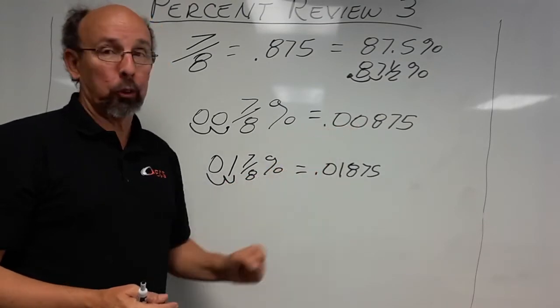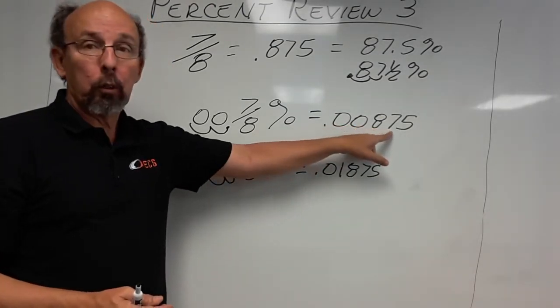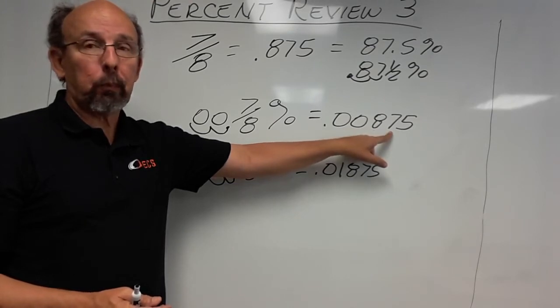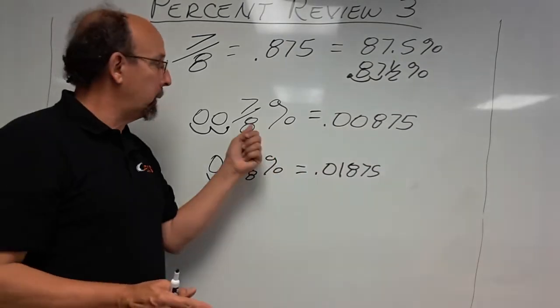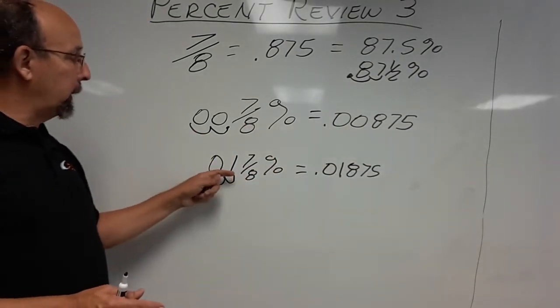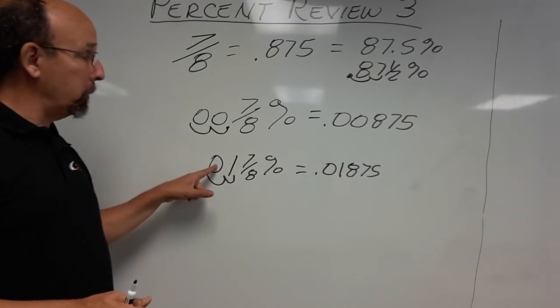Any number that's less than 1% is going to have 2 zeros to the right of the decimal, before your decimal equivalent. Always. Anything less than 1% is going to have that. Okay? If it's less than 10%, which this is, you're going to have 1 zero in front of it.